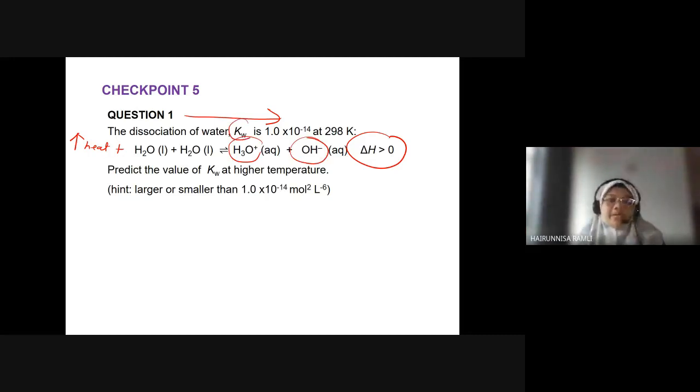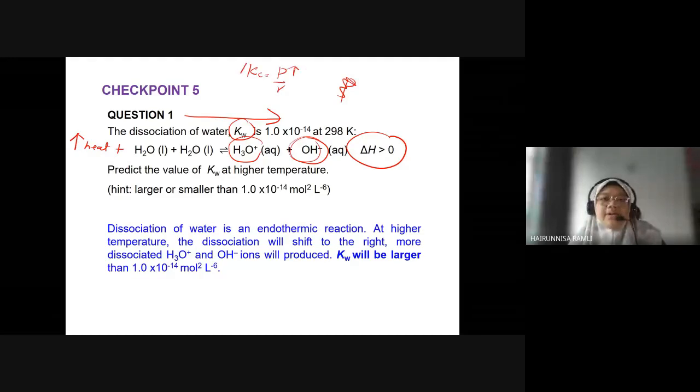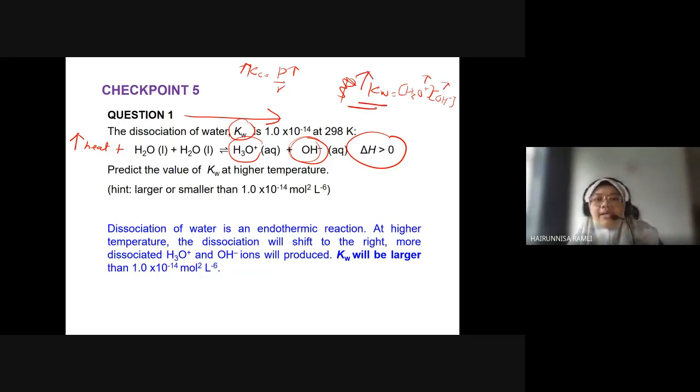So, what do you think about Kw? It will become what? Larger, right? Because it increases, right? You have disturbed the equilibrium system, so it will shift to the right. So when you increase the product, remember, for Kc it is product over reactant. You increase the product, Kc will increase. Same case here. Kw is H3O+ and OH-. You shift to the right, so this will increase, this will increase. What about Kw? It will increase. Kw will increase.